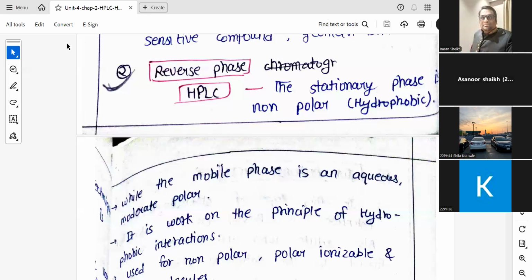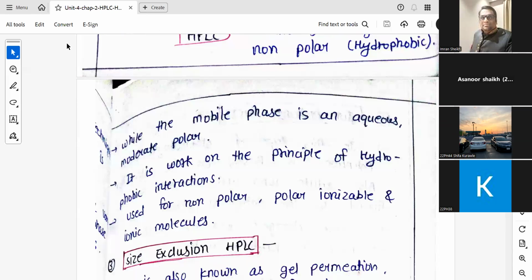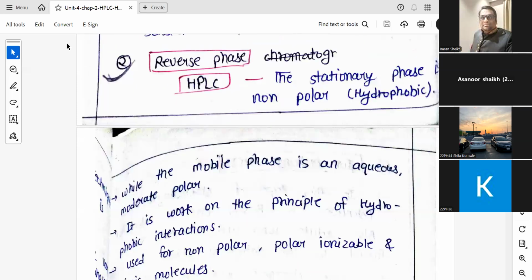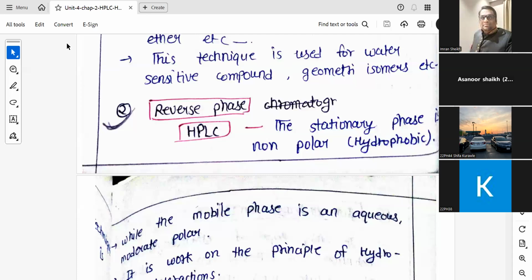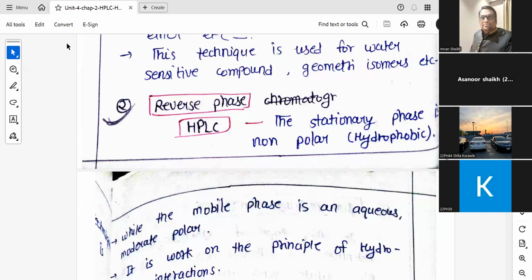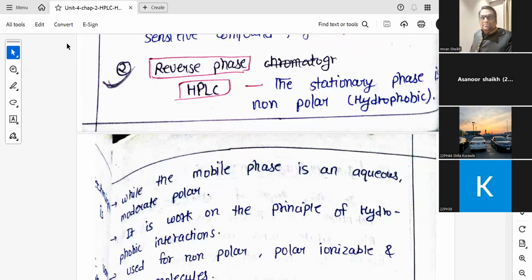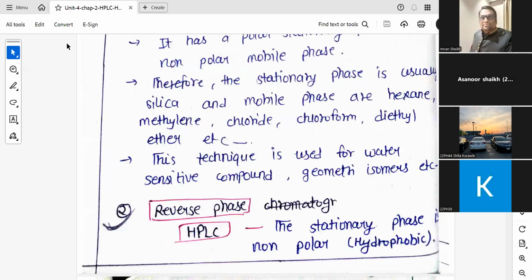Now the reverse phase chromatography. The stationary phase is non-polar, hydrophobic in nature, while the mobile phase is aqueous, moderately polar. So in reverse phase HPLC, the stationary phase is non-polar, meaning hydrophobic, while the mobile phase is aqueous, moderately polar.